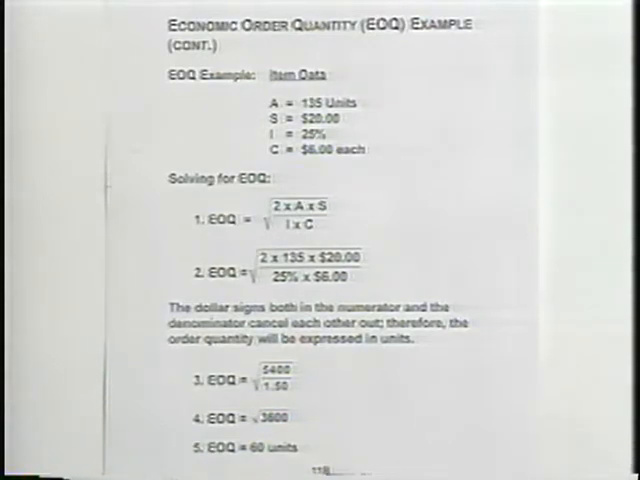So step 1 is we actually show the EOQ formula. In this case, we are then going to substitute the data elements for the various items in the formula in step number 1. So step 2 is the formula with the various data elements. Since there are dollar signs in both the numerator and the denominator, the dollar signs will cancel each other out, and the answer will come out in units.